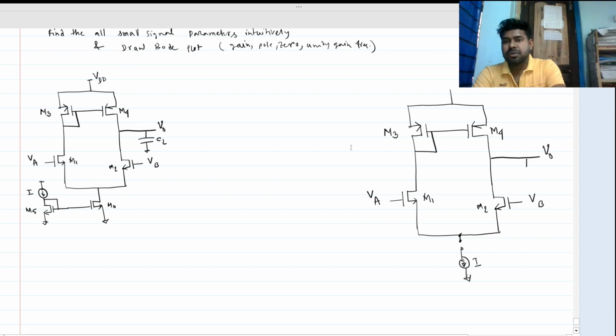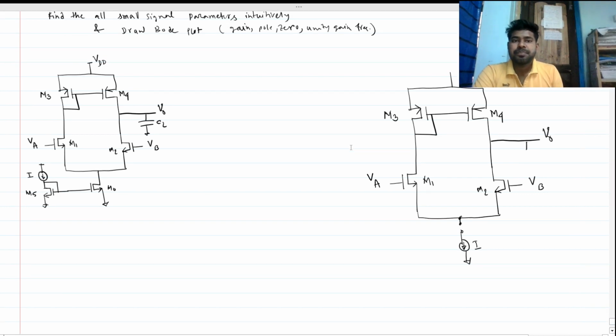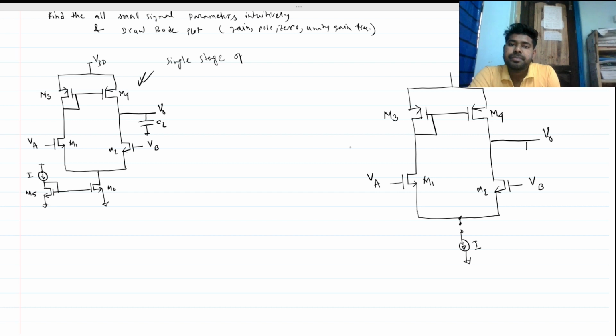So today we will solve this interview question. This is a very important circuit for all of us, and it is called a single stage op-amp.